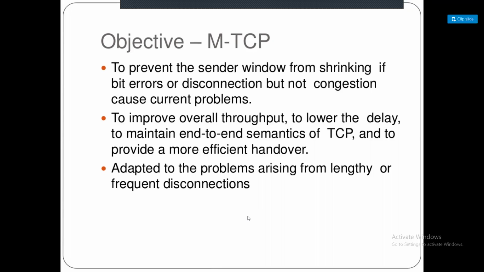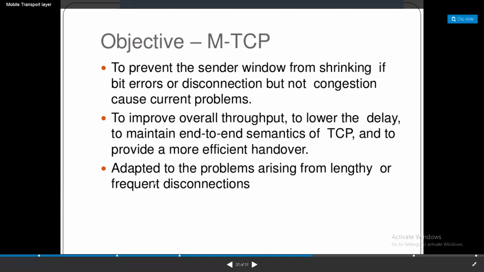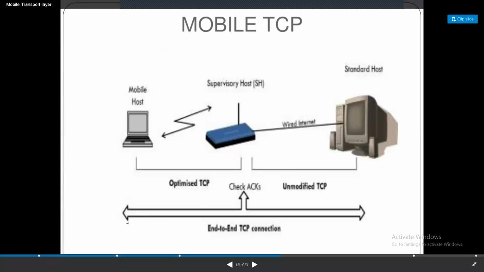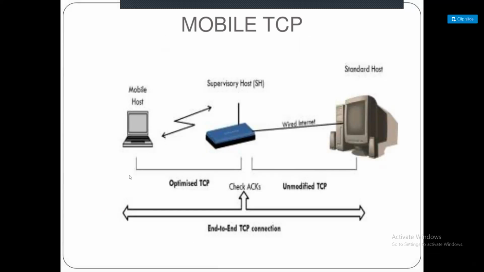Lower the delay means that after sending a packet, the sender will not take more time to transmit the next packet. And see this point where my cursor is pointed: maintain the end-to-end semantics, as I showed in the diagram. This bottom line represents the end-to-end semantics. That means the standard host and the mobile host will have a perfect end-to-end TCP relation.